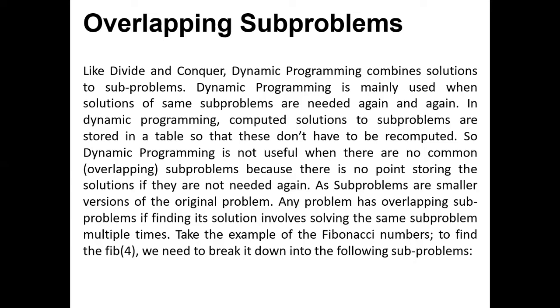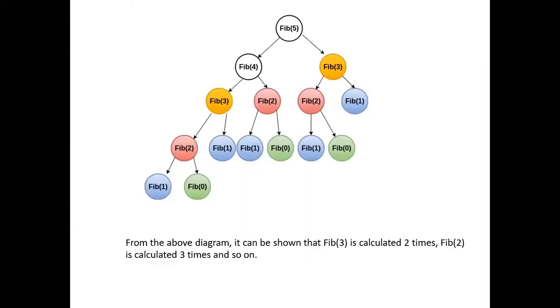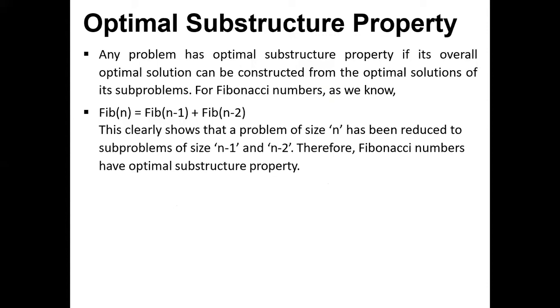So any problem has overlapping subproblems if finding its solution involves solving the same problem multiple times. I told you that whenever you solve the same subproblem multiple times, it is called overlapping of the subproblem. Now, next is the optimal substructure property.